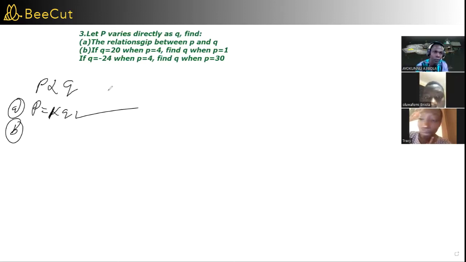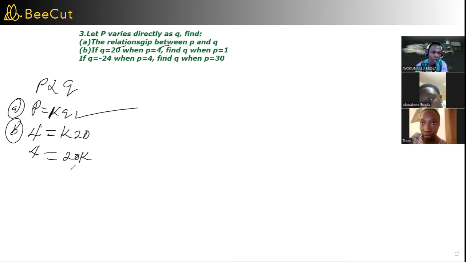Now, going by the second one, it said if Q is 20, P is 4. So find Q when P is 1. Okay, Q has been given to be 20, P has been given to be 4. That means 4 equals constant times 20, that is 4 equals 20k. Here I'm finding the constant. So divide both sides by 20. 20 cancels 20 here. Then I have the constant to be 1 over 5. Where did I get 1 over 5 from? 4 here 1, 4 here 5. So my constant is 1 over 5.